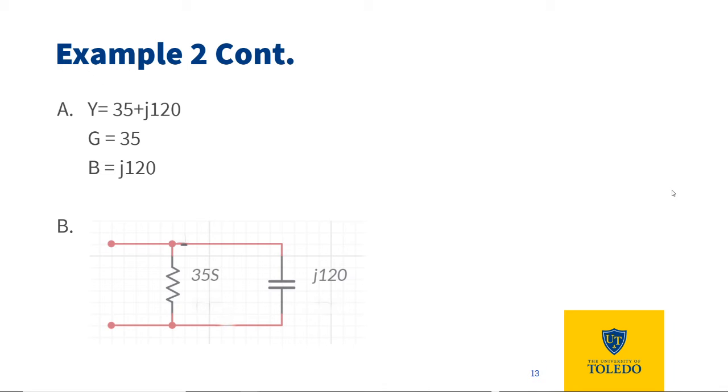A. Y equals 35 plus j120, which means, using our formula shown earlier, that G will equal 35 and B equals 120, which you can easily see from the given Y. B. Here's a circuit that we have where the resistor is 35 S and the capacitor is j120.